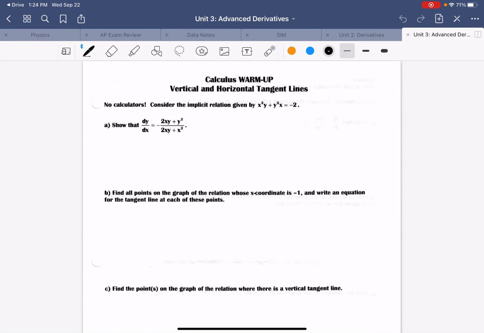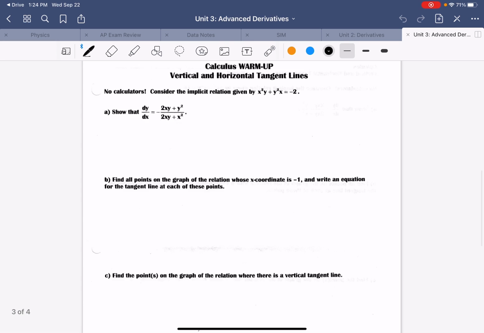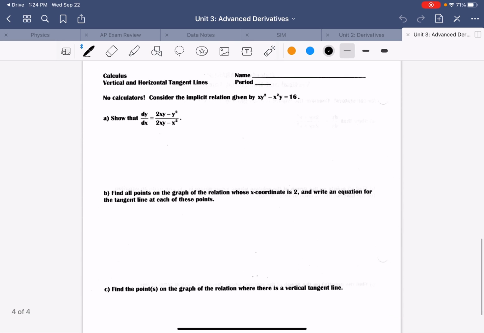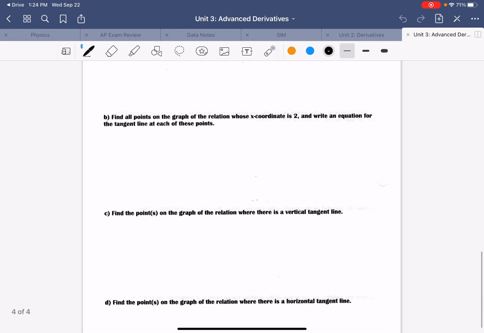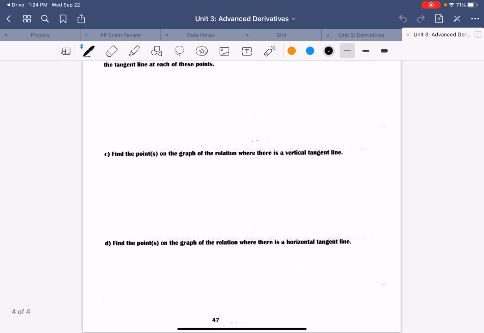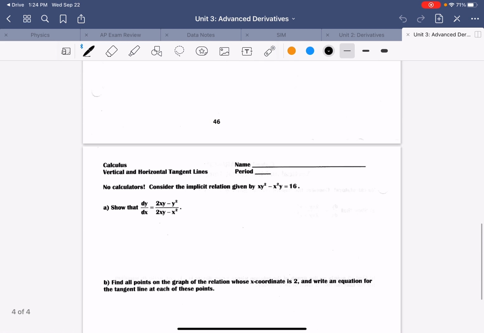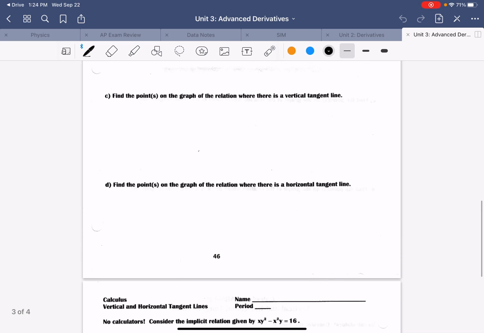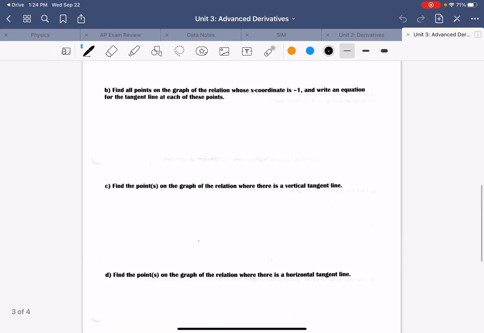All right, so this video is going to be page 2 of this vertical and horizontal tangent line worksheet. So you're going to notice that this page runs pretty similar to the last one. Questions are very, very similar.